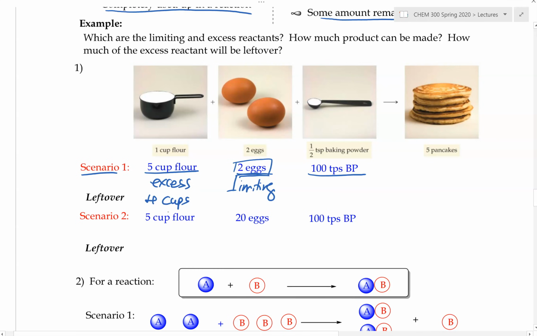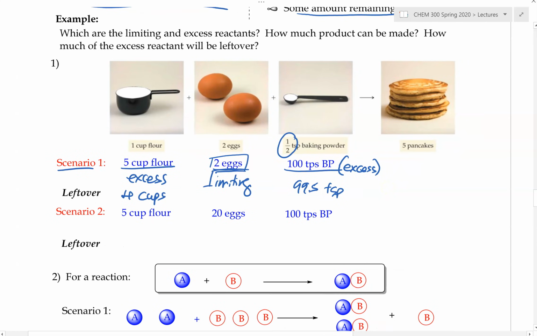And similarly with the baking powder. In this case, the recipe called for 1/2 teaspoon of baking powder for every 2 eggs. Now that we have 2 eggs, we'll be able to use only 1/2 teaspoon of it. So there will be 99.5 teaspoons of baking powder remaining. In this case, the baking powder would also be referred to as an excess reactant as well.